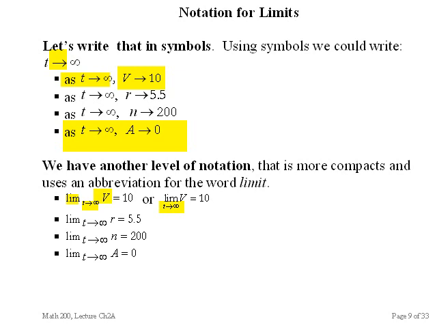In math, the word is the equal sign. So you put an equal sign and you give the value of that limit. All these are the same. The limit as t approaches infinity of the interest rate is 5.5. The limit as t approaches infinity of the number of finches is 200.